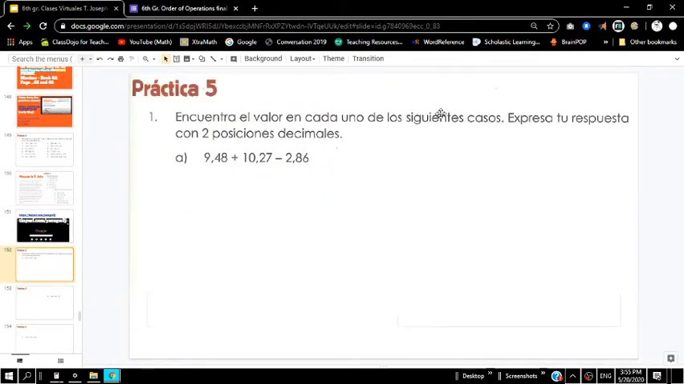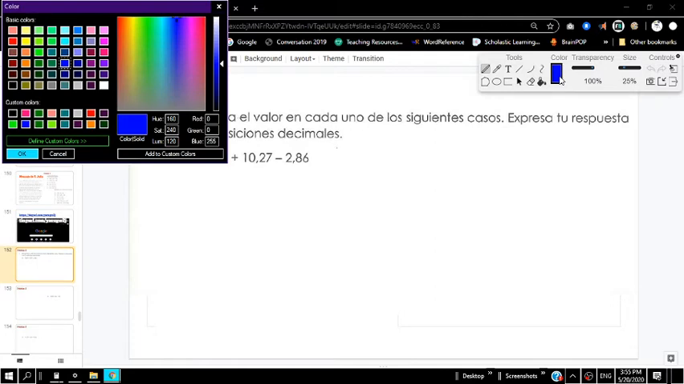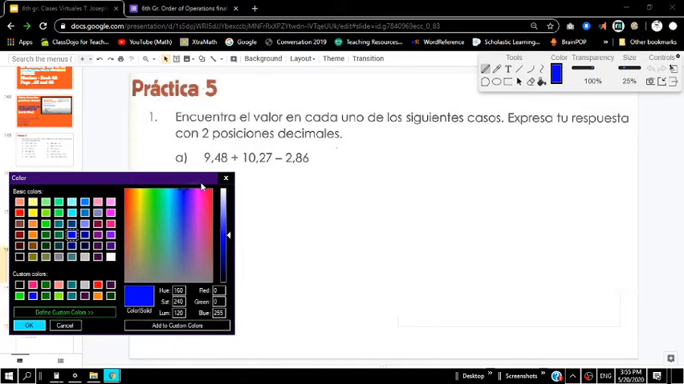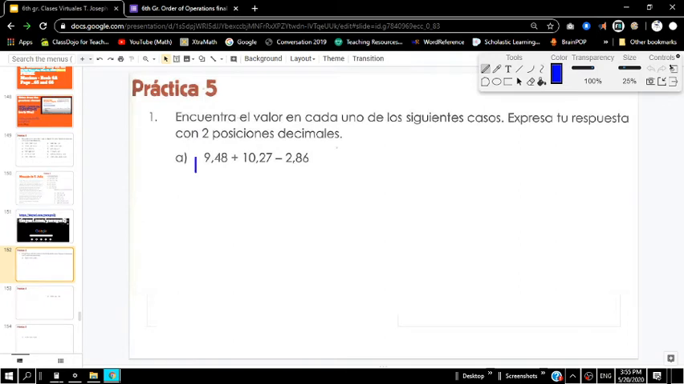The first problem says 9.48 plus 10.27 minus 2.86. Don't mind the roosters in the background. All right, let's jump into that first problem. Okay. I know that the first thing I need to do is 9.48 plus 10.27. So let's do that part first. 9.48 plus 10.27.